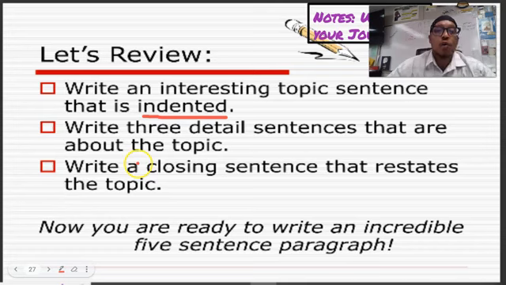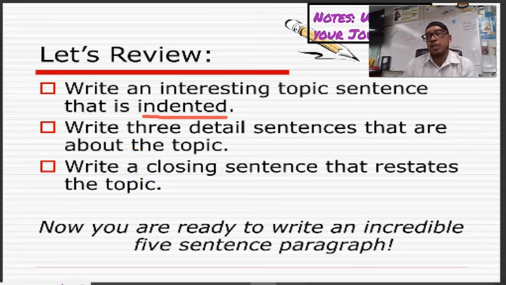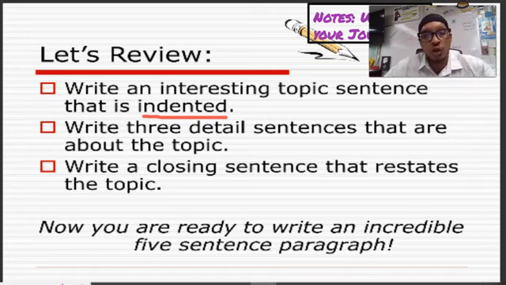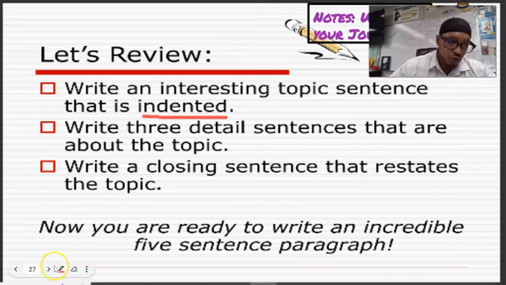So just give me something that's kind of interesting in your topic sentence. Make sure it's indented. Write 3 detailed sentences that are about the topic. Again, add them in there. Please don't say that it was a good month of school and then the next thing you say, I went to lunch and it was fun. What was fun about lunch? Give me some details. Why do you enjoy lunch? Write a closing sentence that also restates the topic. So make sure that you also do that as well. So pause the screen if you need it.